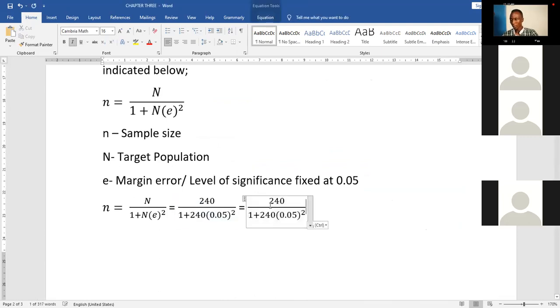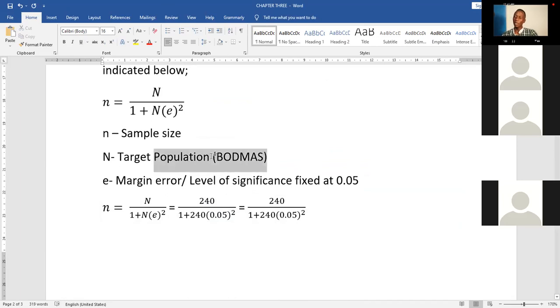So up here is 240. How do you calculate these ones? Whenever you're calculating these, you have to start with the things that are in brackets. I don't know whether you know this method, BODMAS. You must have started it in primary or secondary school. You need to start with B, which is brackets. So start with the things that are in brackets. So we're going to get 0.05 times 0.05 because that is squared. Squared, you multiply that number by itself 2 times.